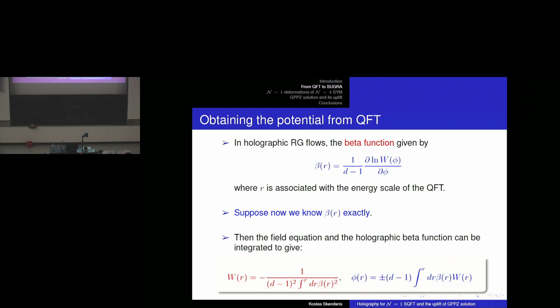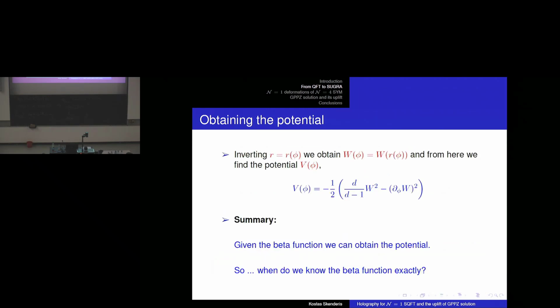So from here, we know W. We put it here. We know F. Of course, now we have the assumption that this is invertible. So we invert this, and then we put it here. And then we get the superpotential. And then from here, we get the potential. So from field theory, you go directly to the supergravity potential with only input the beta function. Here again, the summary. So given the beta function, we can obtain the potential. So then the question is, when do we know the beta function exactly?